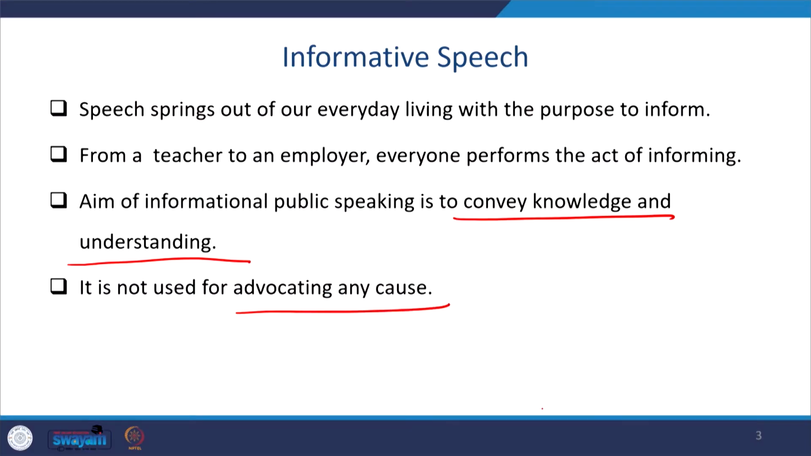But such a sort of speech cannot have the sort of persuasive technique. It is not used for advocating any cause. Rather, it is always informative in nature. It has a lot of information. Now, this information can be of different sorts. We will see in the further slides that when we talk about an informative speech, what could be the criteria?